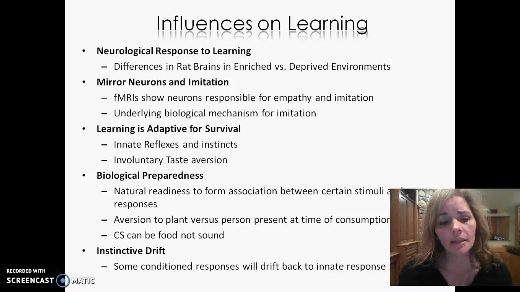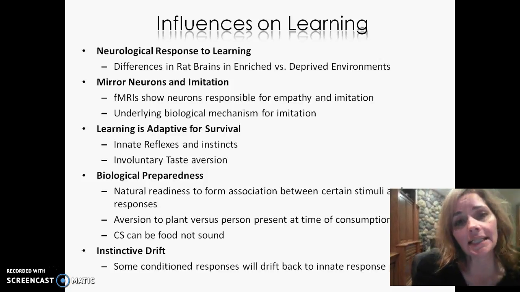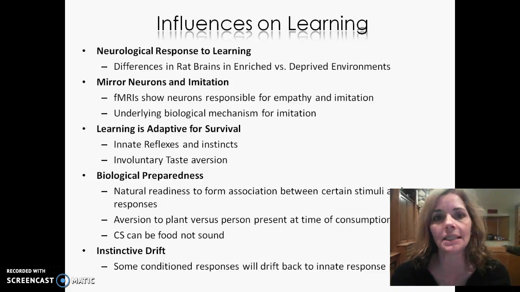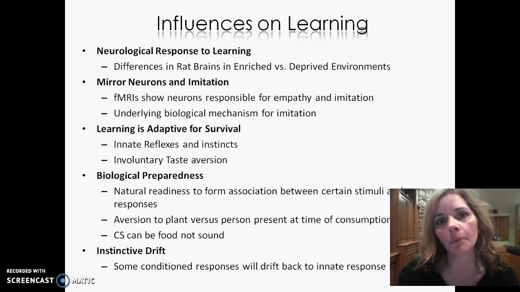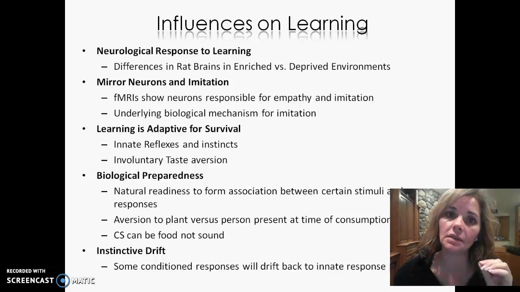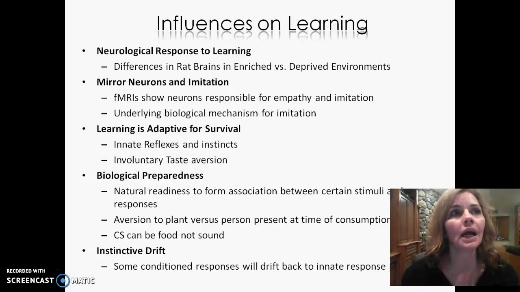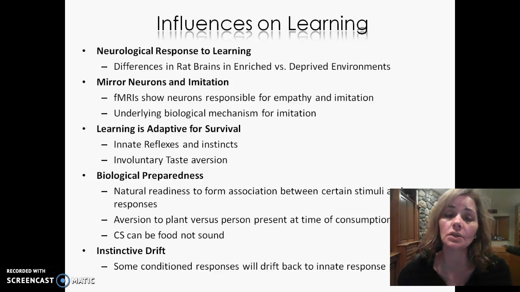Additionally, we have this natural readiness when we are talking about taste aversion. There might be someone else present, or another animal present, when I eat something. I know what is causing me to be sick. I develop an aversion toward the food that I ingested, not the person I was with, or a sound that may have occurred while I was eating it. So this biological preparedness has some logic as to what stimuli and responses are connected.